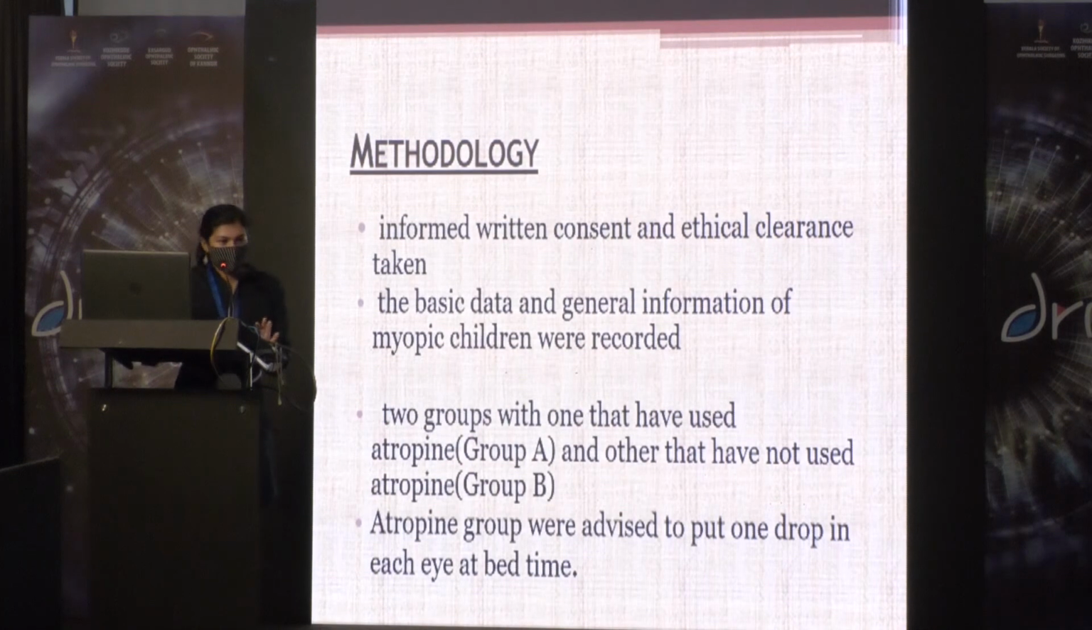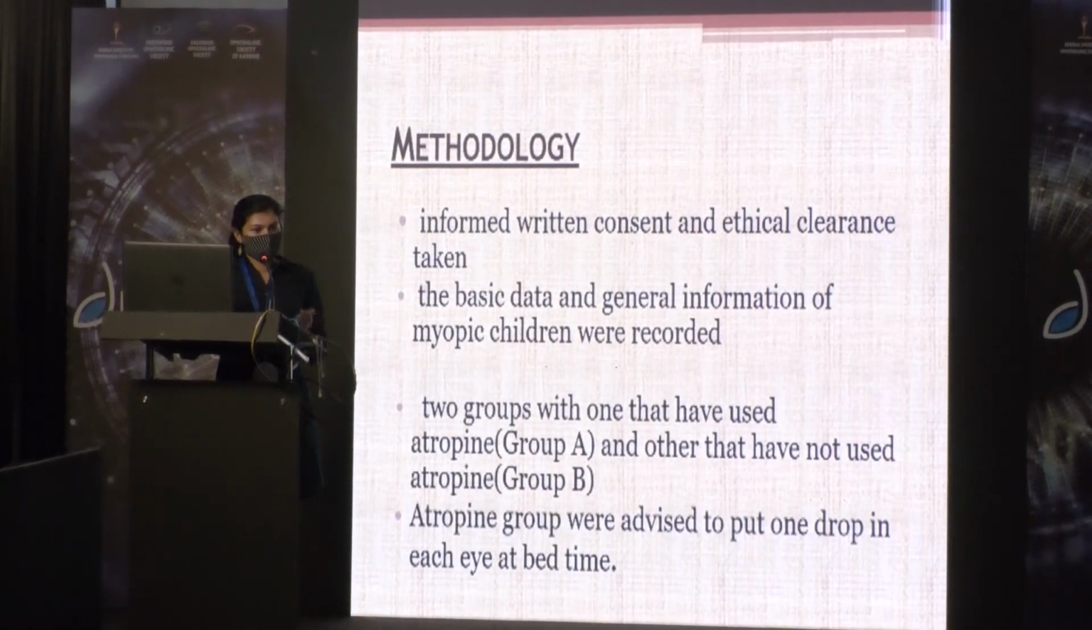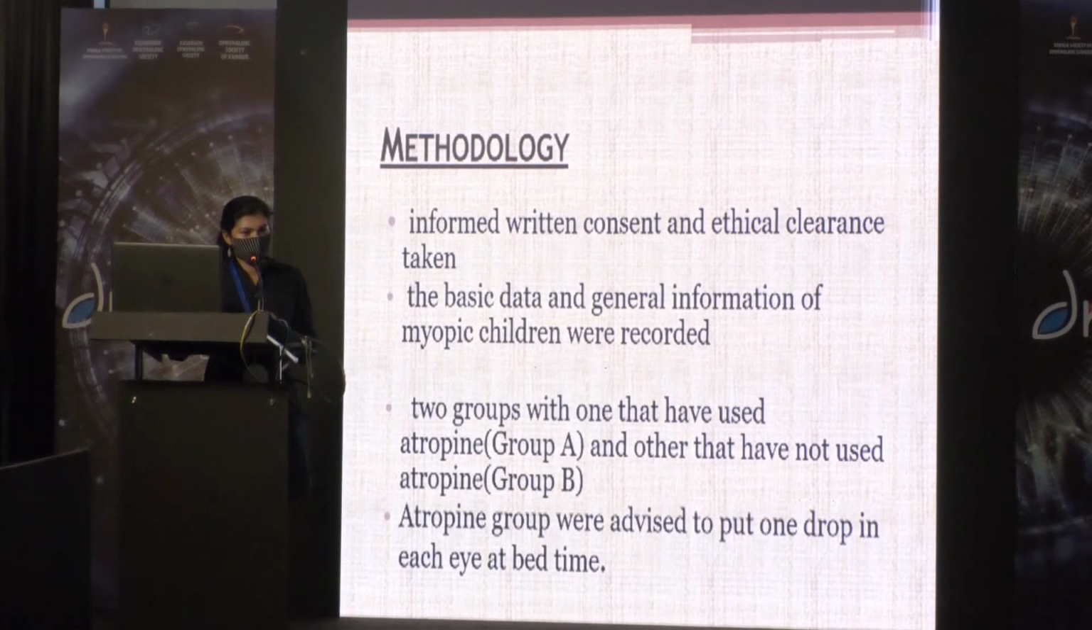After getting informed written consent and ethical clearance, the basic data of children were gathered, and their parents were asked whether the child is on atropine or not. The children on atropine, irrespective of their duration of usage of atropine, were grouped into group A. They were using 1 drop of 0.01% atropine every day at night time, and also they were wearing spectacles. In group B, the children were not on atropine, only spectacles were given for them.